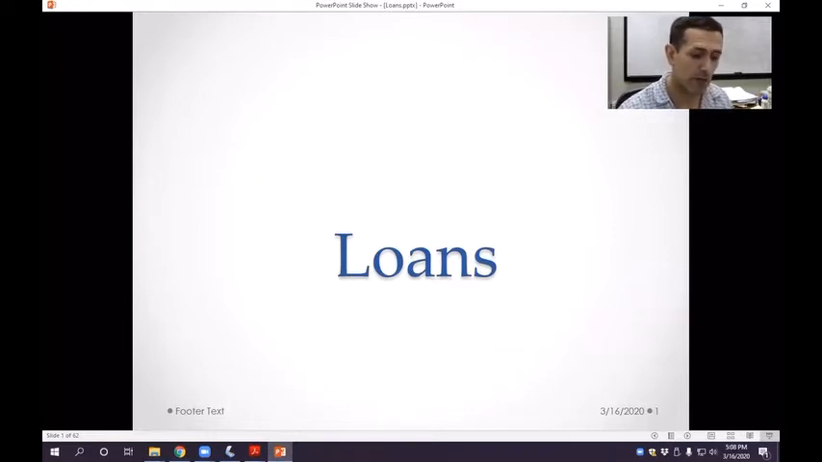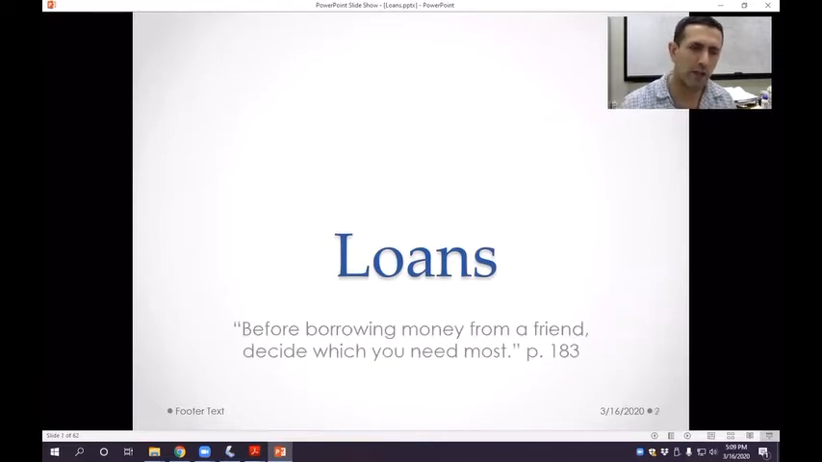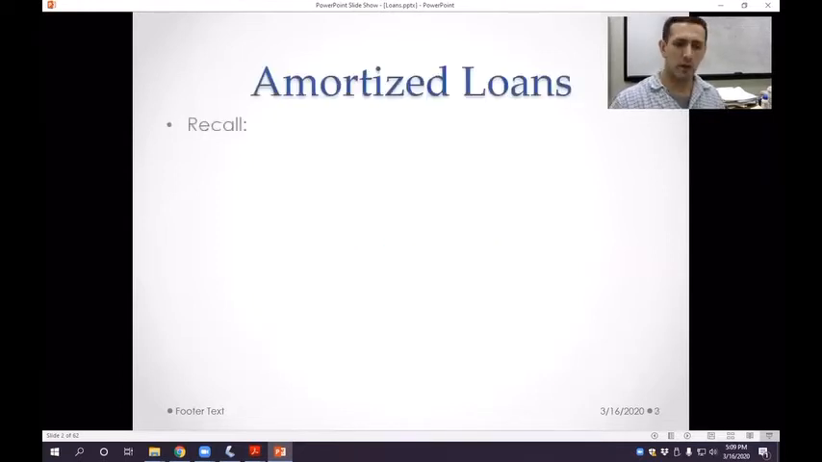Before I do anything about loans, there's a very important quote in the book on page 183. It really has nothing to do with anything in the course necessarily. It's just good advice, so I want to share that good advice with all of you. Before borrowing money from a friend, decide which you need most. So, something to think about, you know. Anyway, okay.